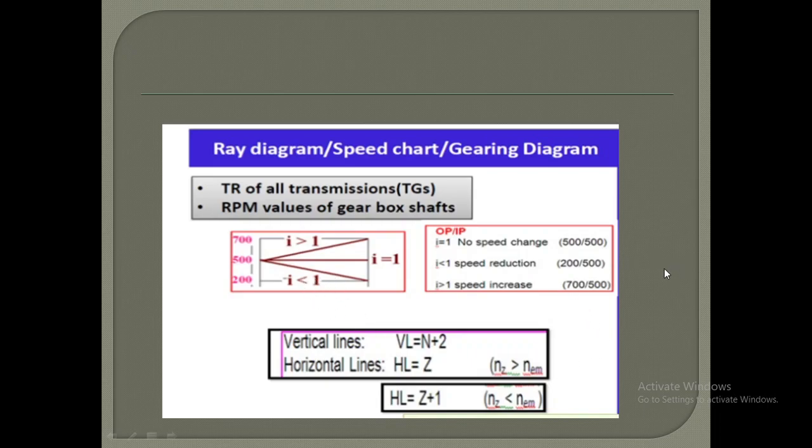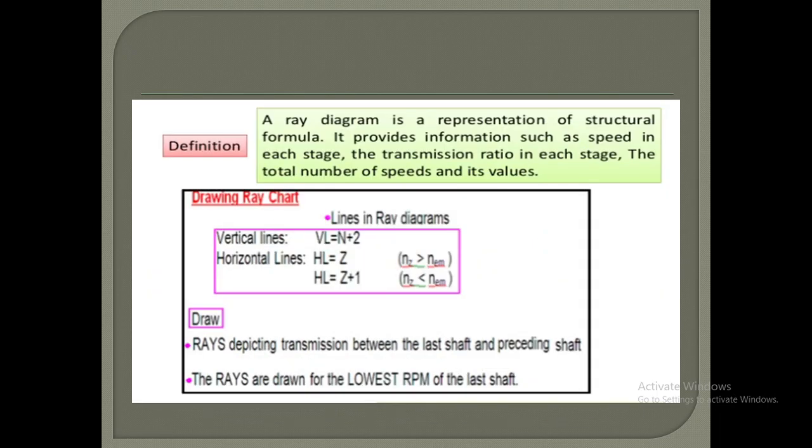Okay, remember that. In this way you have to draw the ray diagram. We'll see the definition of the ray diagram. A ray diagram is nothing but the representation of the structural formula. It provides information such as the speed at each stage. You will get the information of the speed in each stage, the transmission ratio in each stage, and also the total number of speeds and their values.